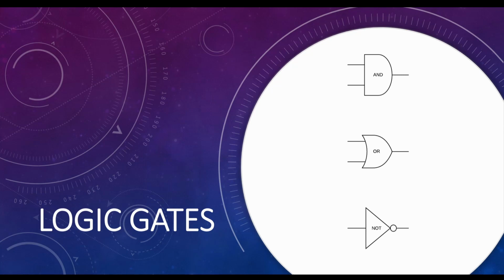So we have the basic 3 logical gates. We have the AND gate, in which only if both inputs are 1, the output is also 1. This is just an example. The OR gate, where the output is 1 if either of the inputs is 1. And the NOT gate that reverts whatever is in the input. So if you have an input of 1, the output is 0 and vice versa.